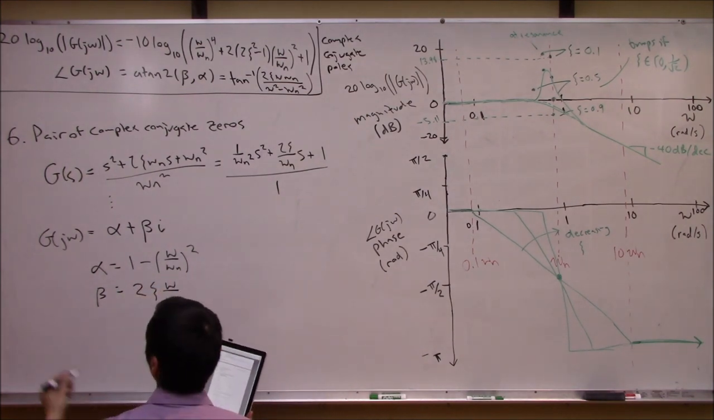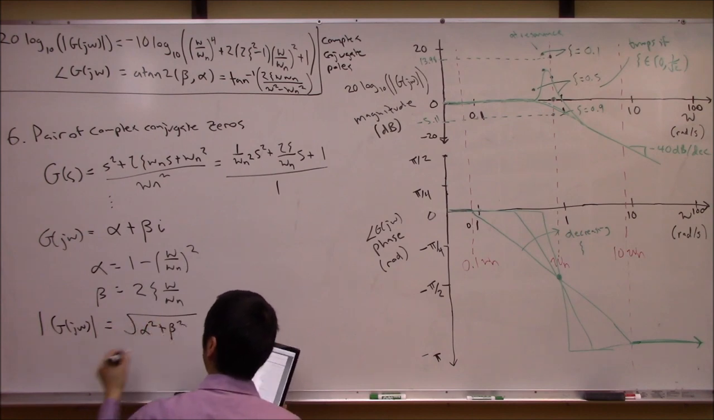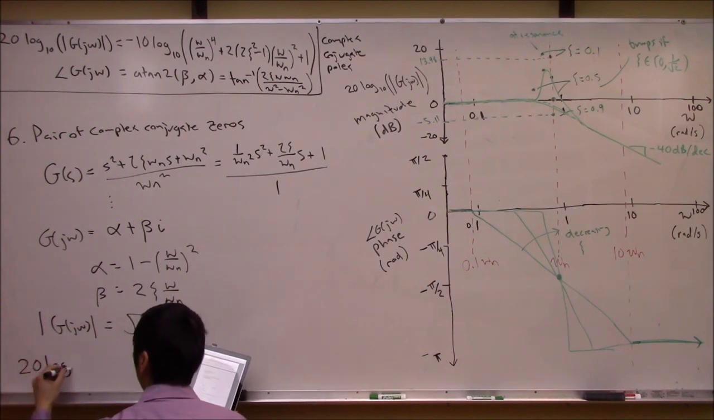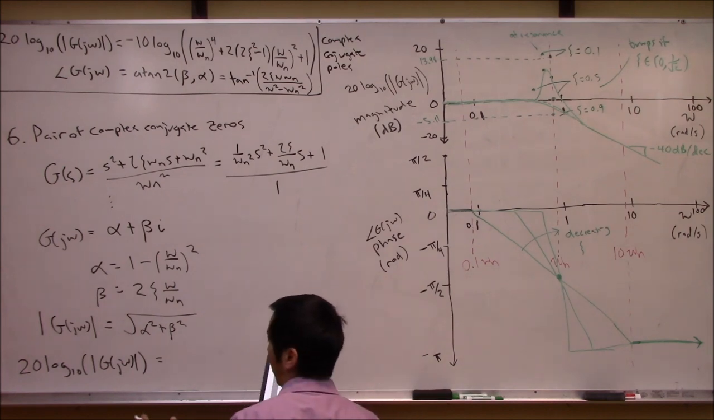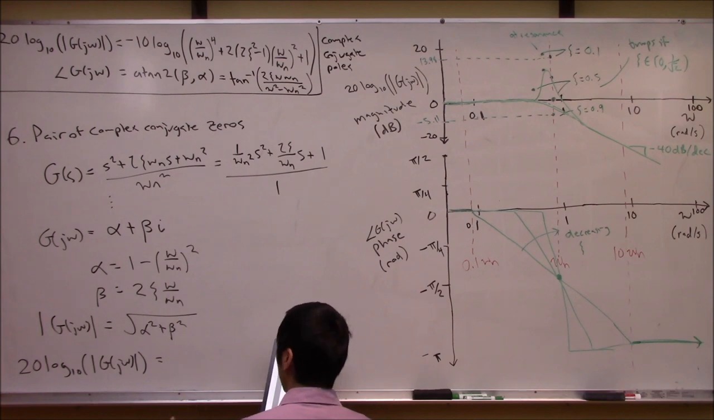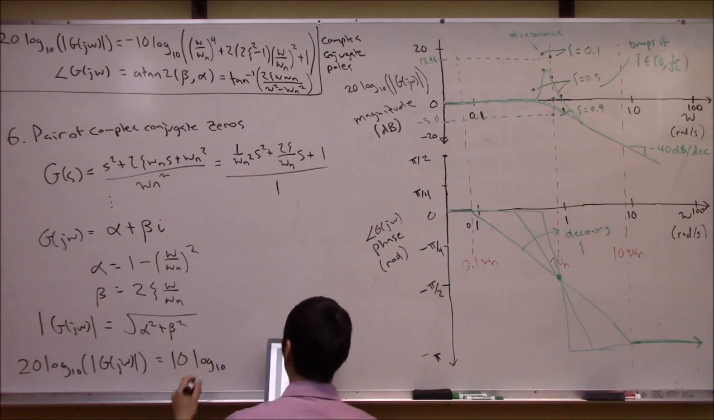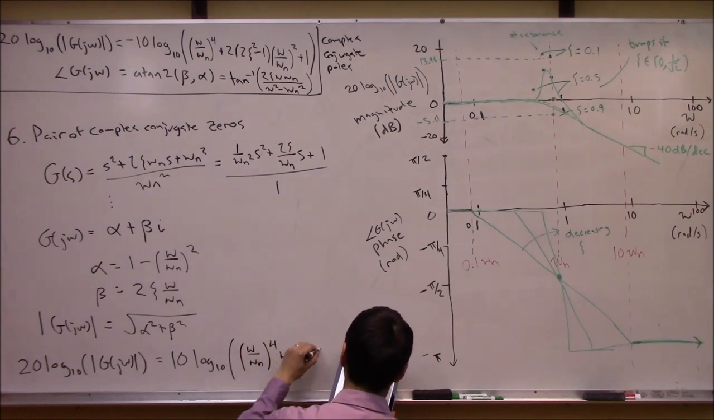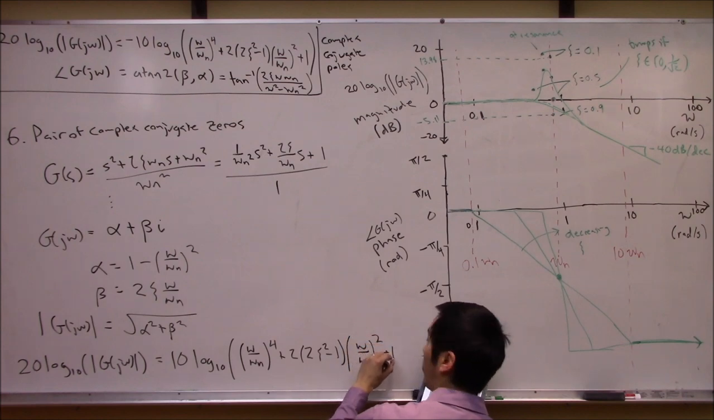Okay, so great. Now what we're going to do is calculate the magnitude of G(j omega), which is just our normal square root of alpha squared plus beta squared. And then we're going to do our normal 20 times log base 10 of the magnitude of G(j omega). I'm going fast here because I don't want to do all these manipulations on the board, since you've seen it several times already. We'll just quickly do it in Mathematica in a second to prove it, but what you end up getting at the end of the day is 10 times log base 10 of the quantity (omega over omega n) to the fourth plus 2 times (2 zeta squared minus 1) times the quantity (omega over omega n) squared plus 1 here.